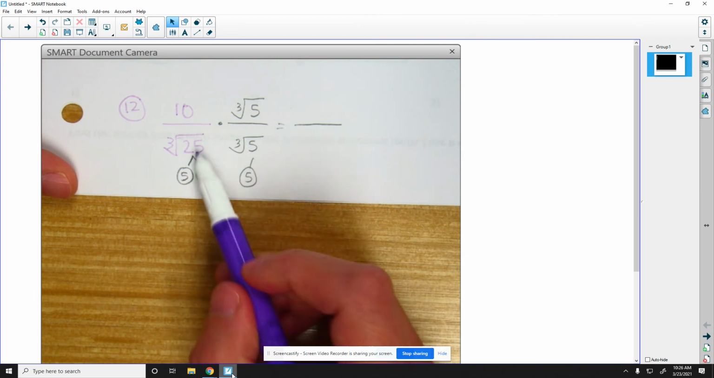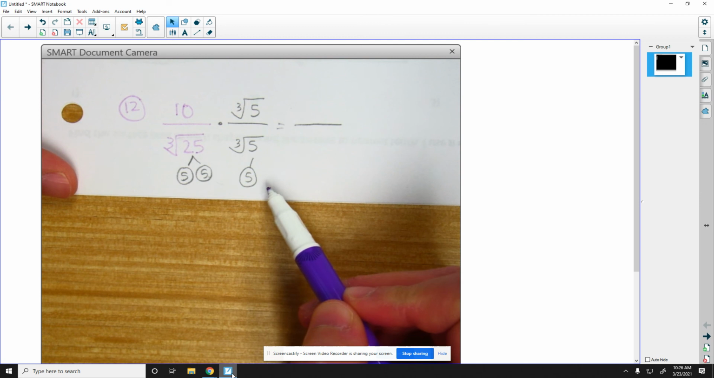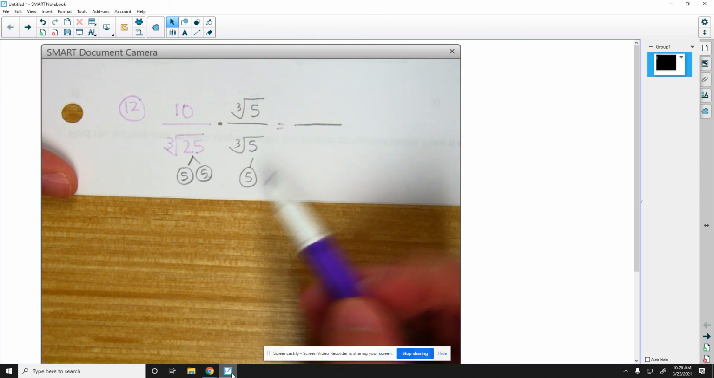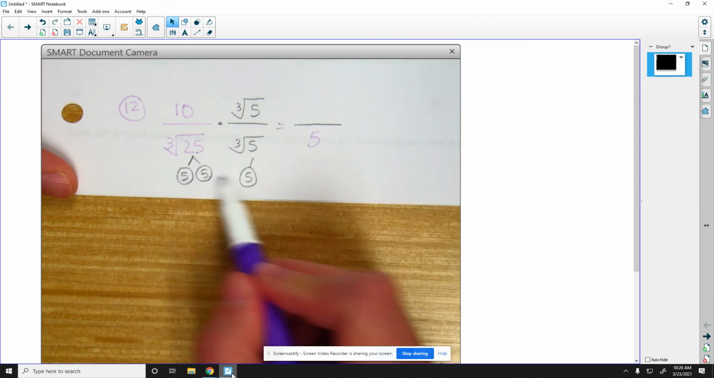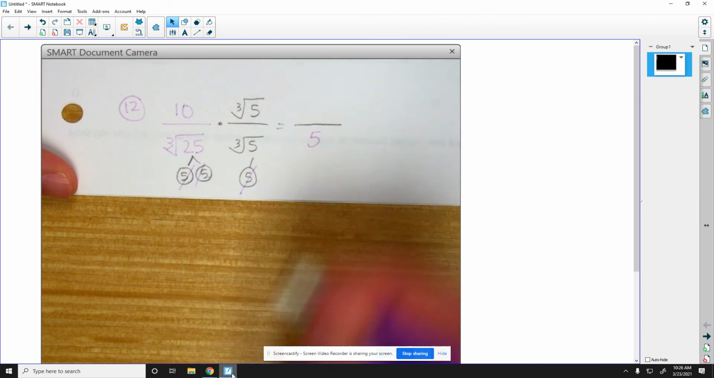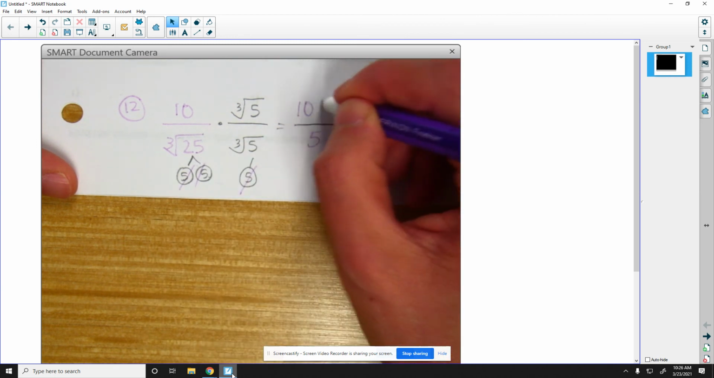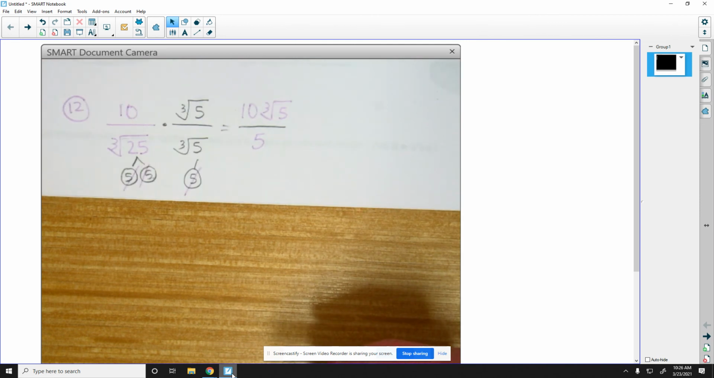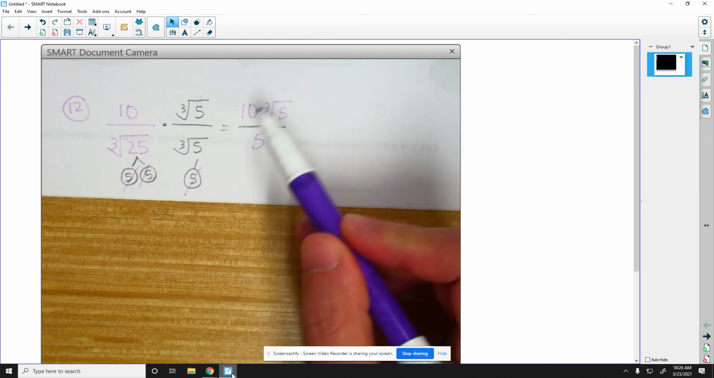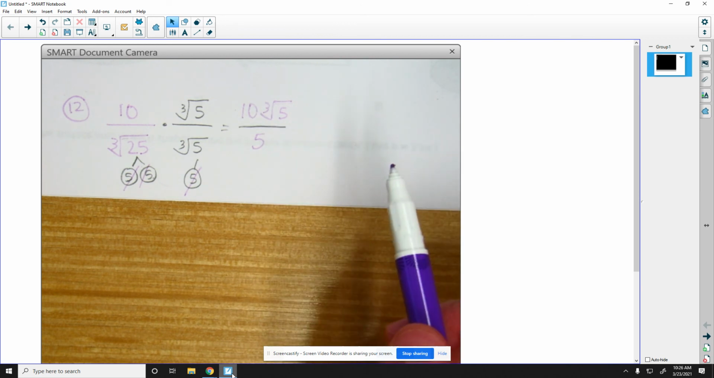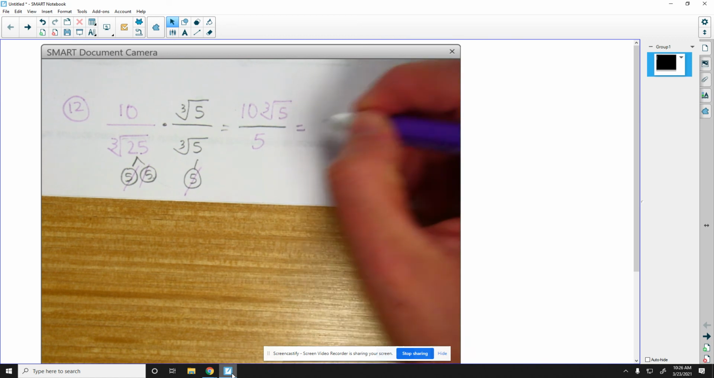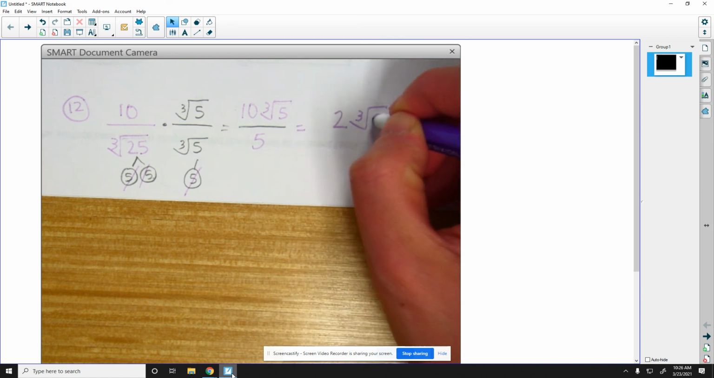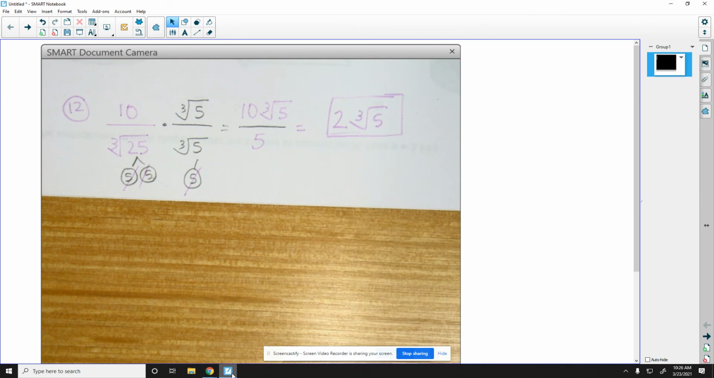So what is the cube root of 25 times the cube root of 5? Just 5, right? Because that was my goal, 1, 2, 3. So I just had 3 5s to get me a 5. And then on top, 10 cube root of 5. But remember, I can simplify, right? Because 10 over 5 is just 2. So it's 2 cube root of 5 over 1, but you don't need the over 1, so it's just that.